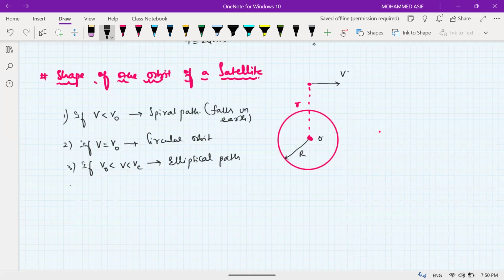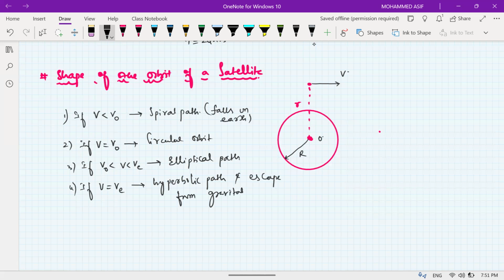And if the given velocity is exactly equal to escape velocity, then the body will be moving in a hyperbolic path and will escape out of the gravitational field. These are the basic things you need to remember.